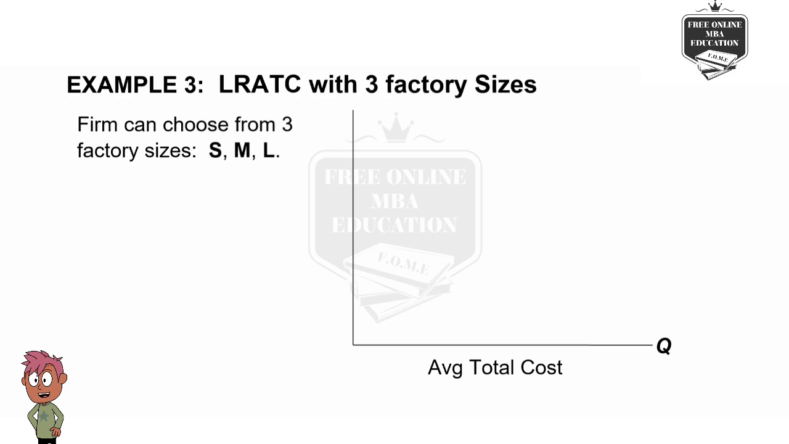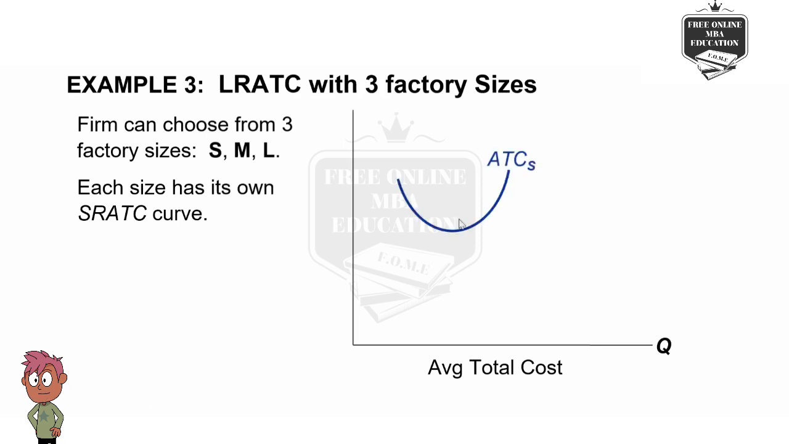Today you want to start your business, and to start this business, the first question you need to answer is, what size of factory should I take? Now, the available size options that you have currently are S, M, and L, that is small, medium, and large. Each size has its own SR ATC curve, right? This is your ATC curve, average total cost curve.